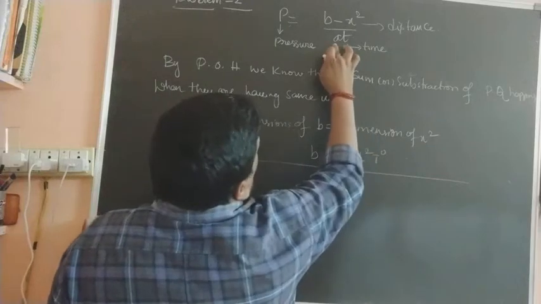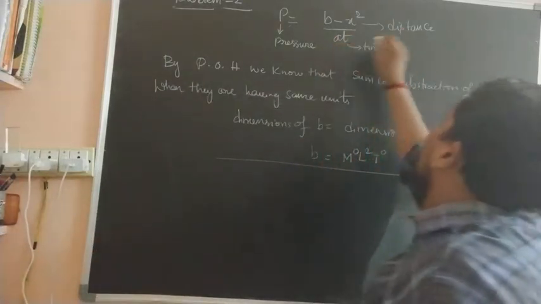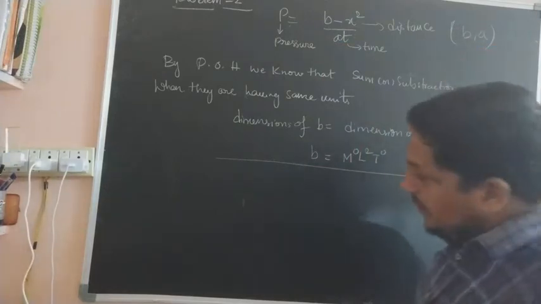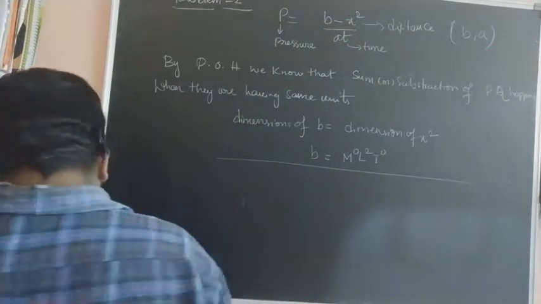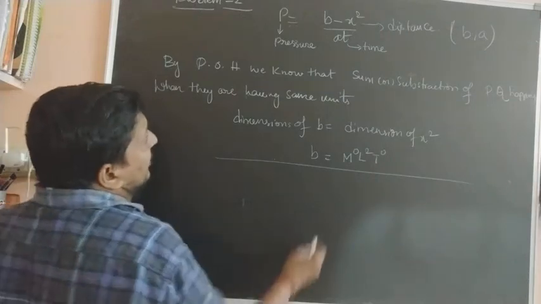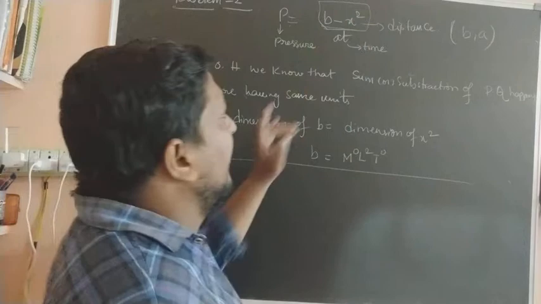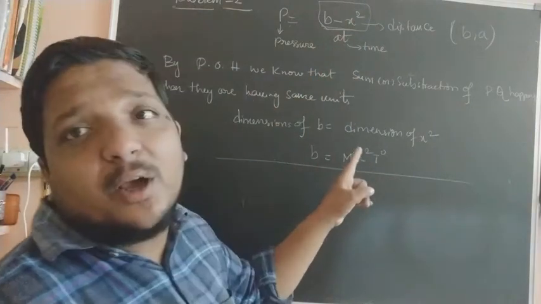Now we need to find the dimensions of A. Here, you need to know one more thing. It is in the form of subtracting, so there is no cancellation of unit.